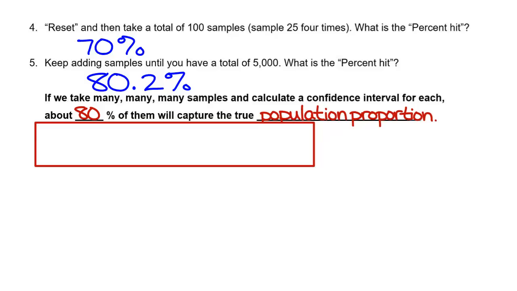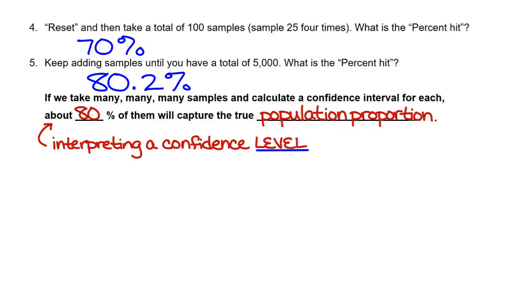Did anybody get exactly 80% when you went up to 5,000? Raise your hand if you got close to 80% though. Nice. So that's why we use that about. It's not exactly 80%, but about 80% of them. What do you think happens as you take even more and more samples? It gets closer and closer to 80%. It gets closer to that theoretical probability there. This is how we interpret a confidence level.